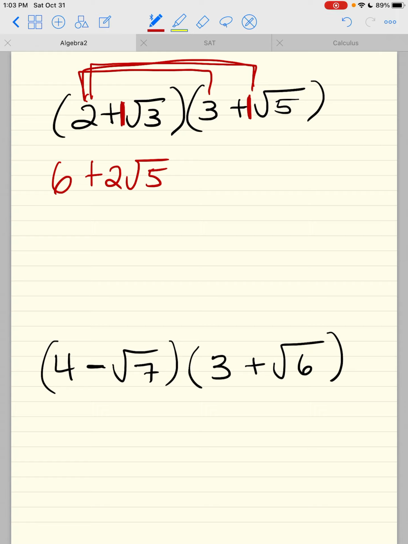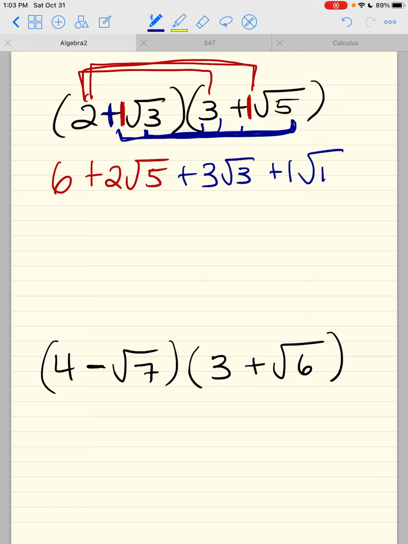Okay, so we did the first and we did the outer. Let's do the inner. 1 times 3 is 3. There's a plus sign. And then rad 3 goes with the person right next to it. Since there's nobody there, we just bring it along. 1 times 1 is 1. And the square root of 3 times the square root of 5. The great thing about multiplying radicals is that you just multiply the numbers on the inside.